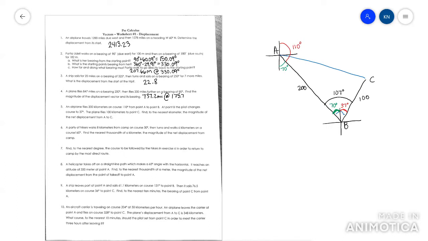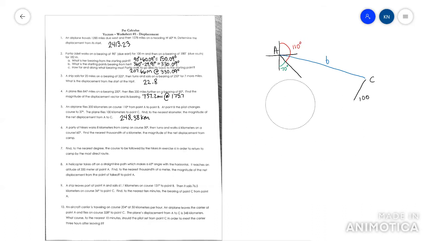So now I have the angle that I need, and I can run a law of cosines. We'll call this blue line B. So this is what it's going to look like. B squared equals 200 squared plus 100 squared minus 2 times 200 times 100 cosine of 107 degrees. And if you do this correctly, you should get that side as 248.38. So that would be my answer, 248.38 kilometers.